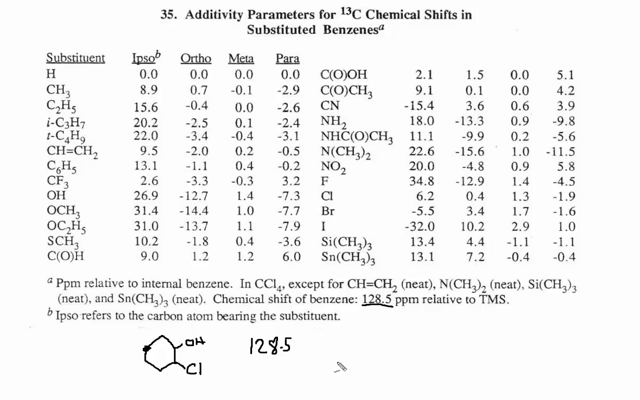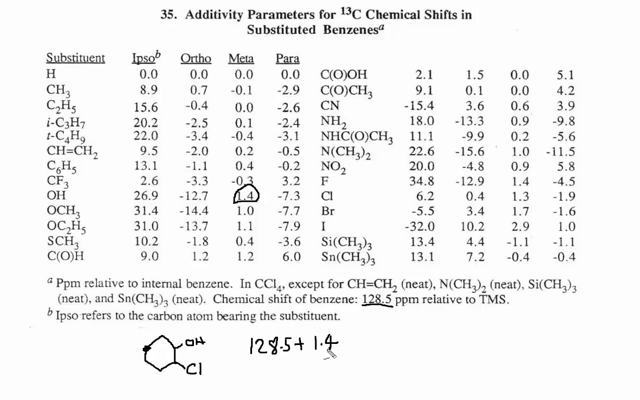To account for the substituents, we first look at the hydroxide. Where is it? The hydroxide is meta to this carbon. So we go to the table and we find hydroxide, and we find the meta value is 1.4. So we would add 1.4.